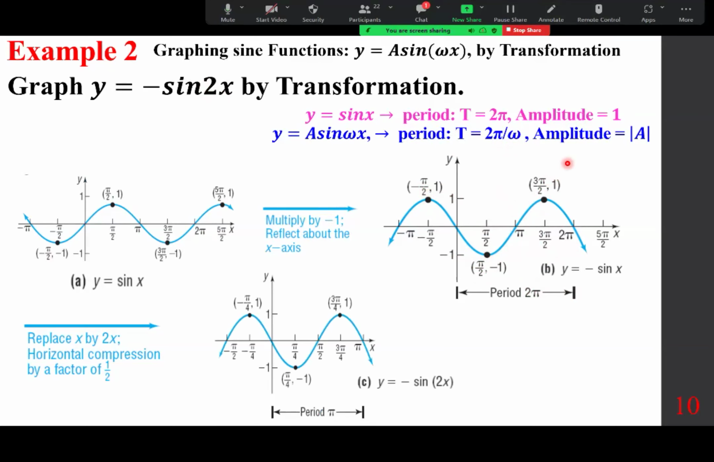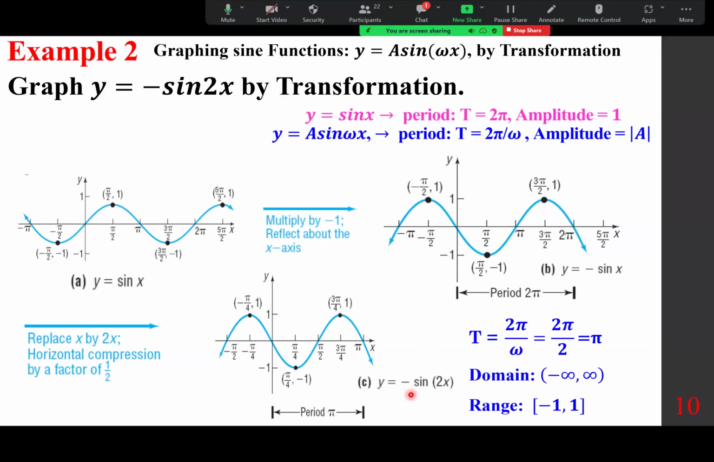So the period 2 pi has changed to pi, and this is y equals negative sine 2x. So the effect is the period has changed, the domain hasn't, the range hasn't. Therefore, we're going to write T is 2 pi over omega, or 2 pi over 2 pi. Domain is the same as the other two. Range, this was from -1 to 1, this one from -1 to 1. This hasn't changed either.